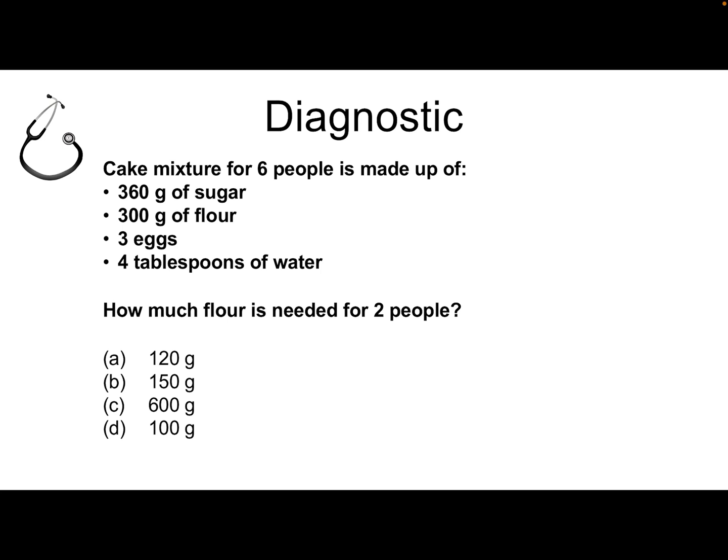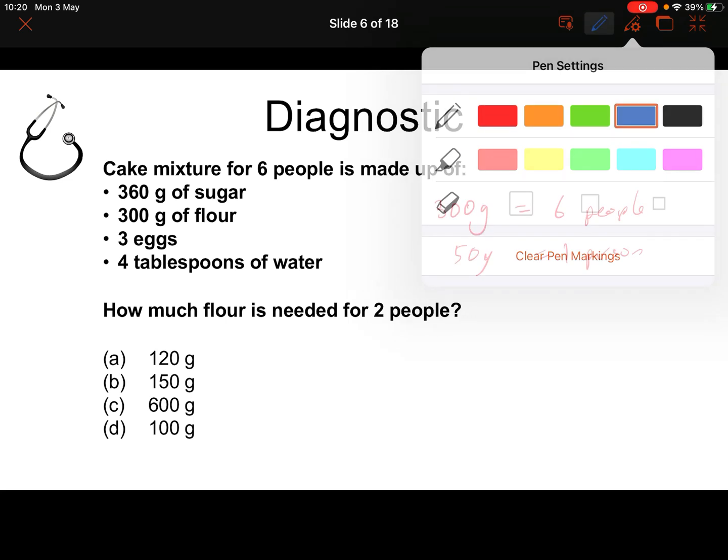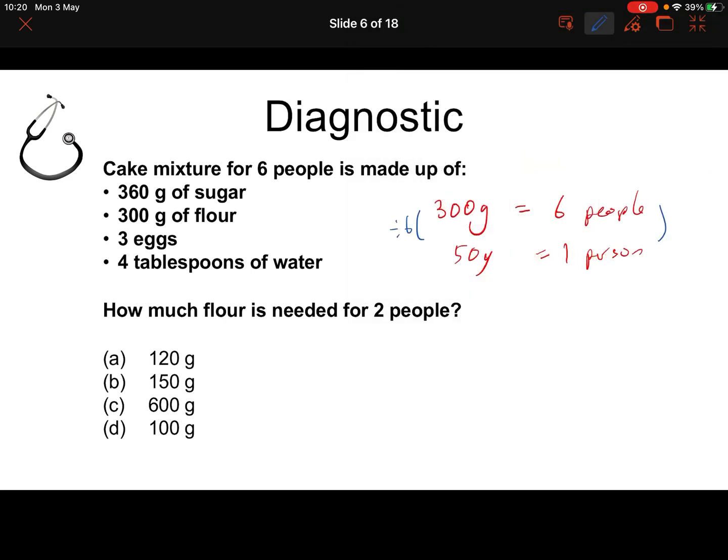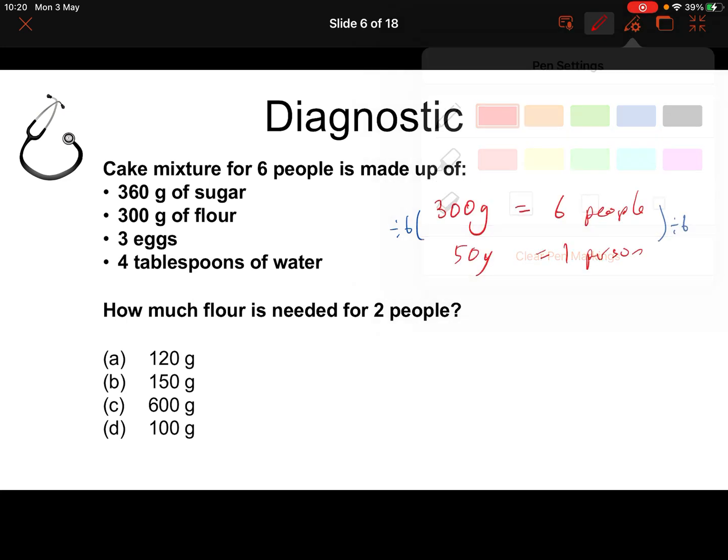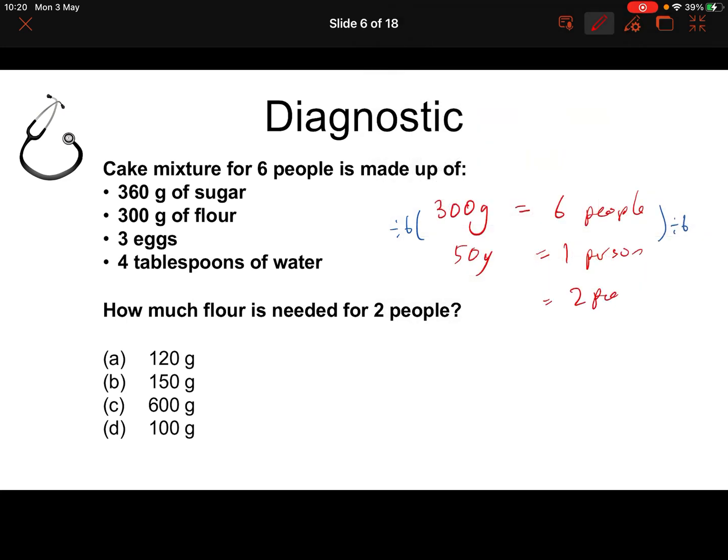Should be very easy. We're looking at flour, so 300 grams of flour is enough for 6 people. Use the unitary method. It means one person requires 50 grams because I'm dividing by 6 on each side. Okay, and that means I can easily work out how much for 2 people because I will just simply multiply by 2. So the correct answer is 100 grams.